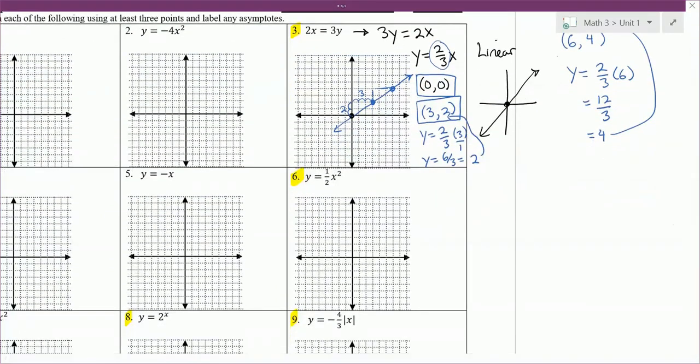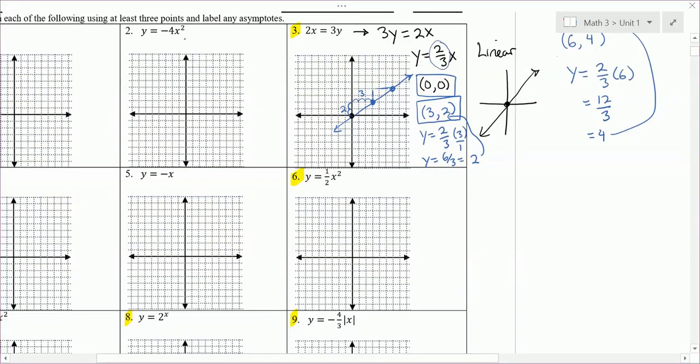For number 6, it's the next one I'm going to do. Notice that this is quadratic, which makes the graph of a parabola, or a U-shape. And it's a parent graph, and if you recall from our notes, the quadratic parent graph goes through the point 0, 0. You can test that out if you want.